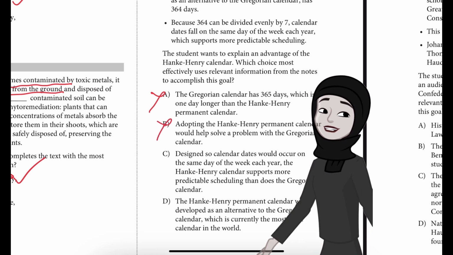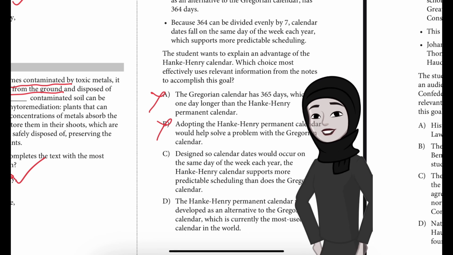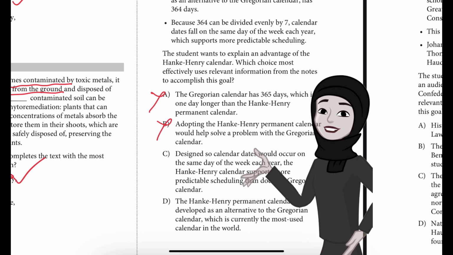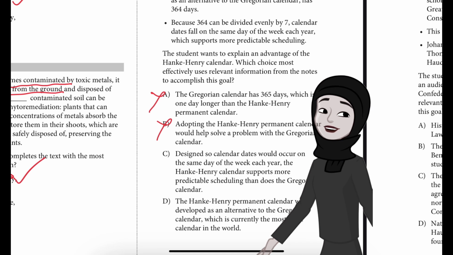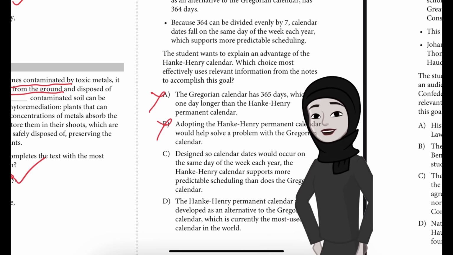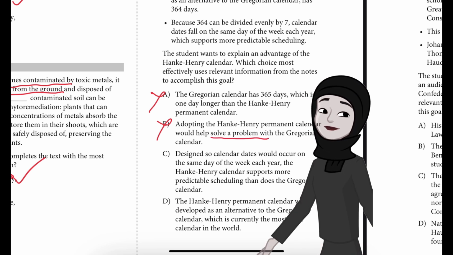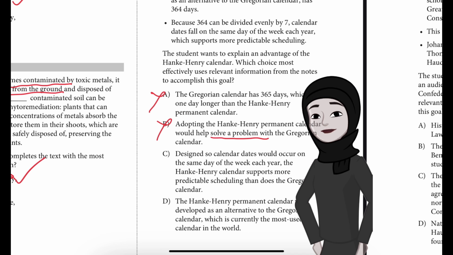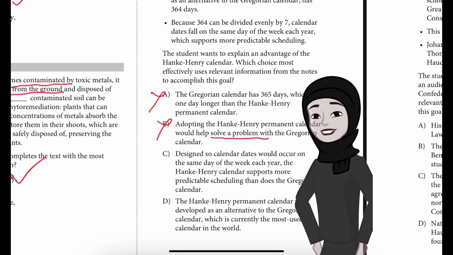And B also is not correct. It just says adopting the Hanke-Henry permanent calendar would help solve a problem with the Gregorian calendar. While the sentence refers to a possible reason to adopt the Hanke-Henry calendar, that doing so would help solve a problem with the Gregorian calendar, it doesn't identify the problem or the solution and thus doesn't explain the advantage of the Hanke-Henry calendar. It just says that it will solve some problem with the Gregorian calendar, but nobody will know what kind of problem there is and how it has been solved.